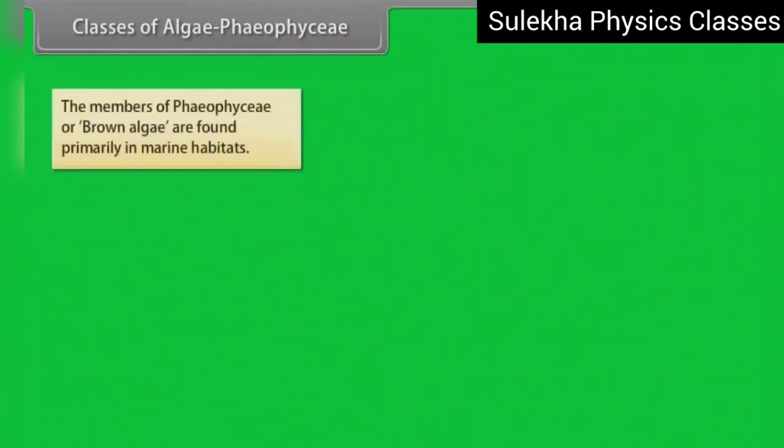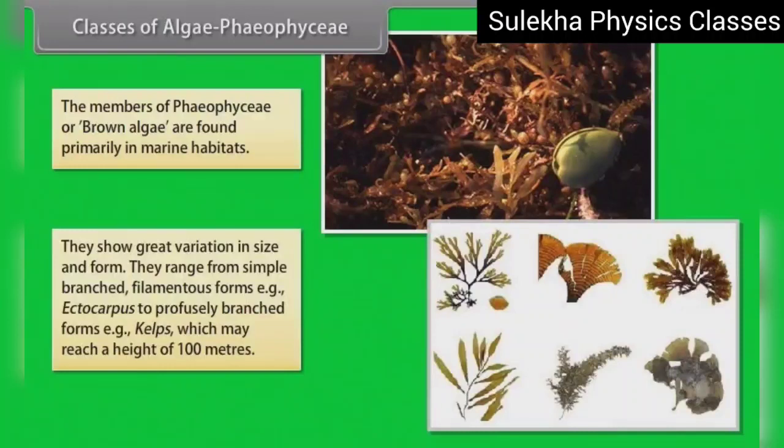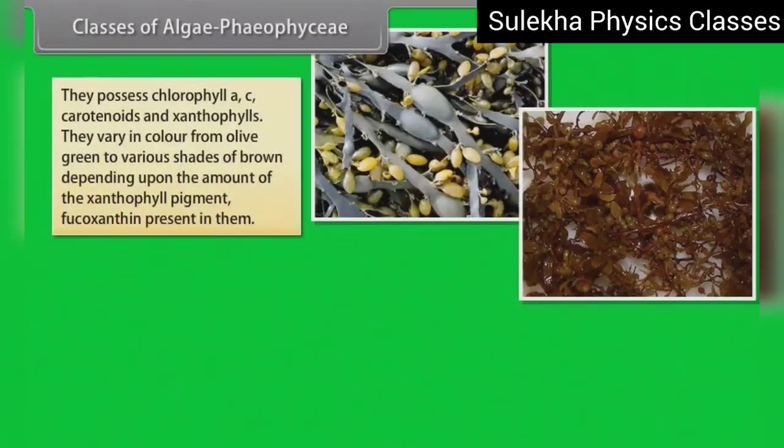Phaeophyceae. The members of Phaeophyceae, or brown algae, are found primarily in marine habitats. They show great variation in size and form. They range from simple branched, filamentous forms, example, Ectocarpus, to profusely branched forms, example, kelps, which may reach a height of 100 meters. They possess chlorophyll A, C, carotenoids, and xanthophylls. They vary in color from olive green to various shades of brown depending upon the amount of xanthophyll pigment, fucoxanthin, present in them.